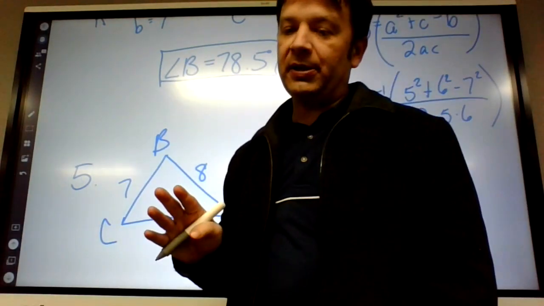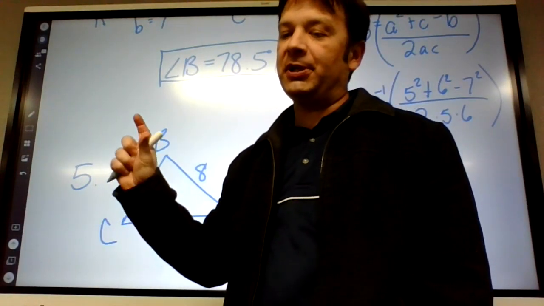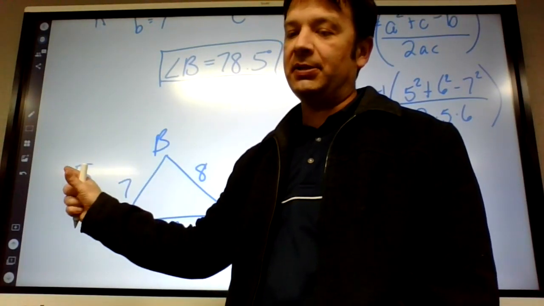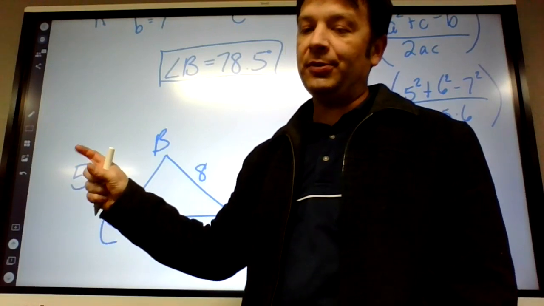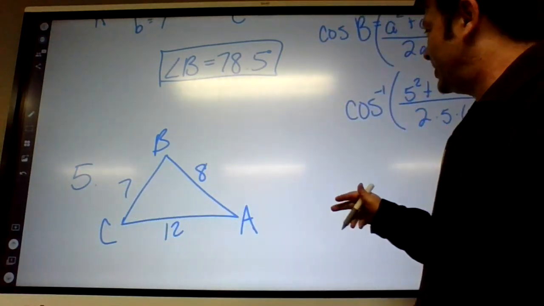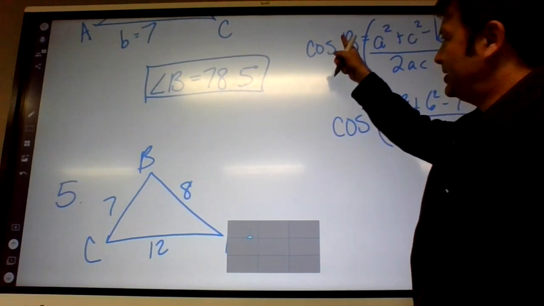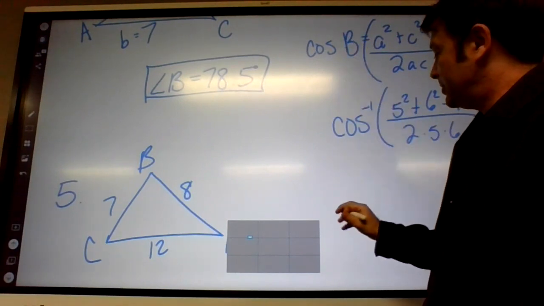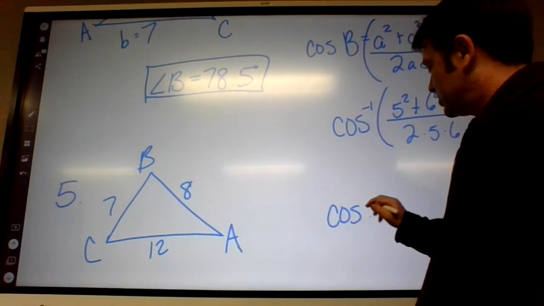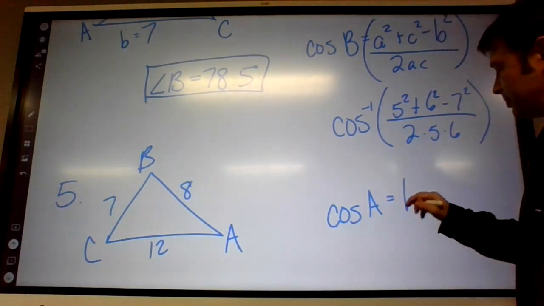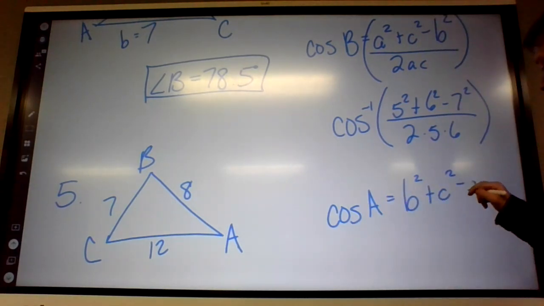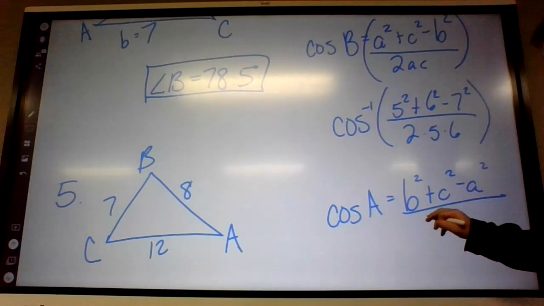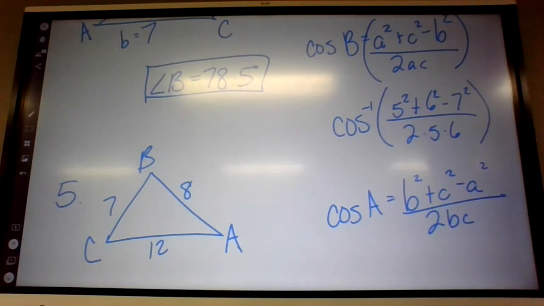On number 5, they are not drawing a picture, but they're telling us it's side, side, side. So we're going to use the same formula that we did for 3. This time we're looking for angle A. So I need an angle A version of that formula. So cosine of A would equal b squared plus c squared minus a squared over 2 times b times c.